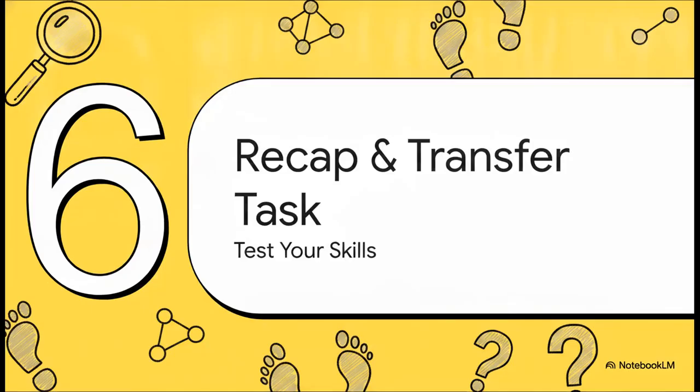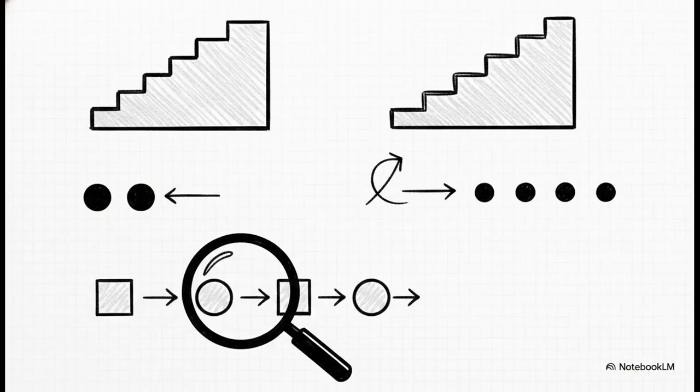Section 6, Recap and Transfer Task. The crucial point is coming up right now as we debrief and put your newly sharpened skills to the ultimate test. Let's lock in everything we've learned today with 3 key takeaways. Number 1, an arithmetic sequence grows by a common difference, while a geometric sequence grows by a common ratio. Number 2, recursive rules tell you how to find the next term from the previous, but explicit rules use the index to find any term directly.